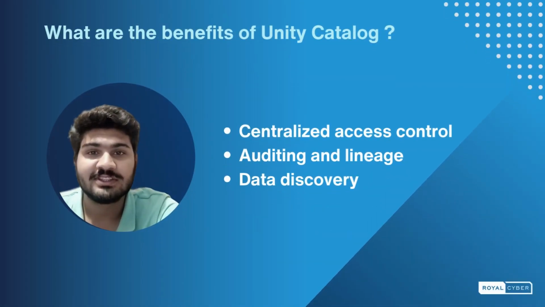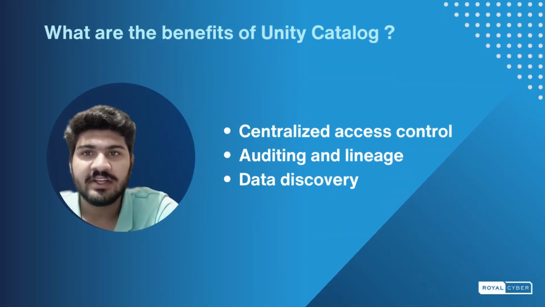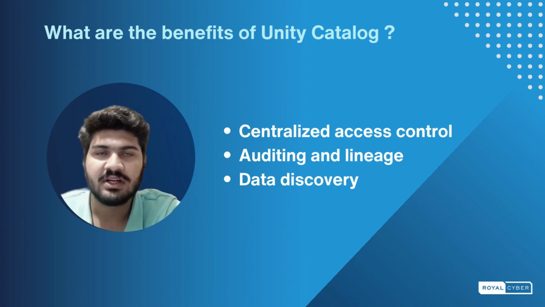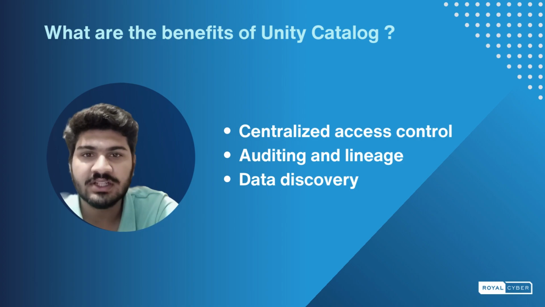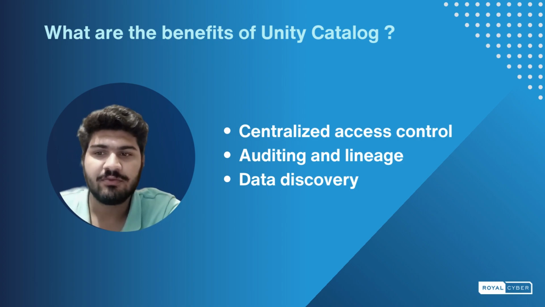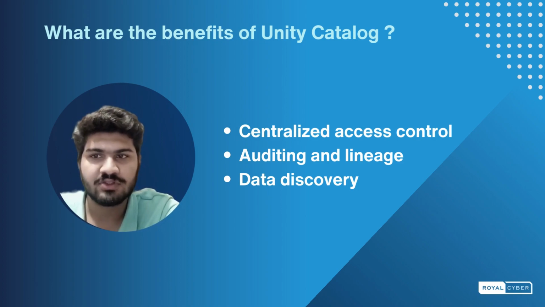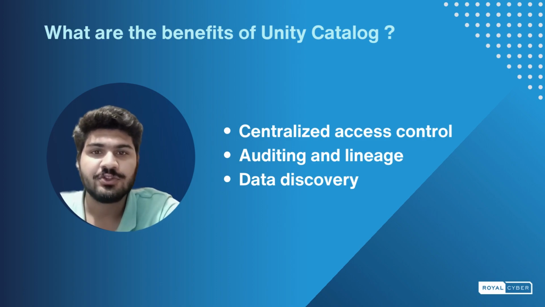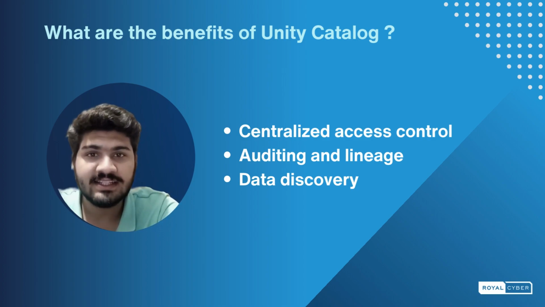Unity Catalog offers a lot of benefits. The first and major one is centralized access control. If you are working with a team that has a lot of products and you don't want to give every team the data of every product, you can give them specific access to the data by granting or revoking permissions. And it's very easy in Unity Catalog: you can just use simple SQL, or directly use the GUI to give them access.